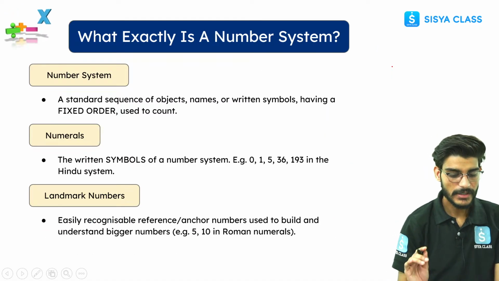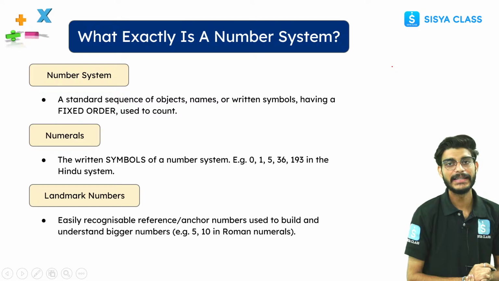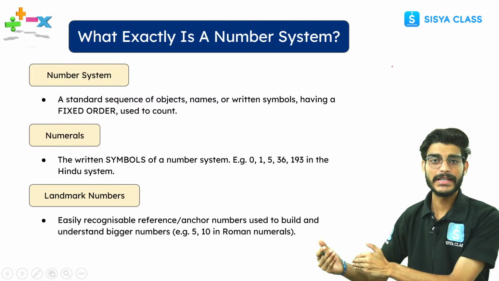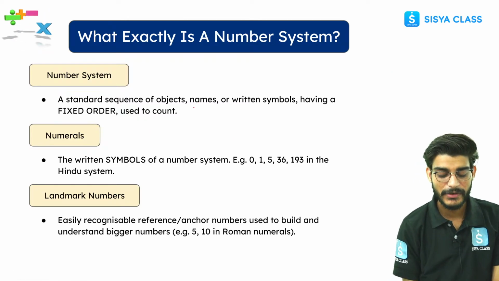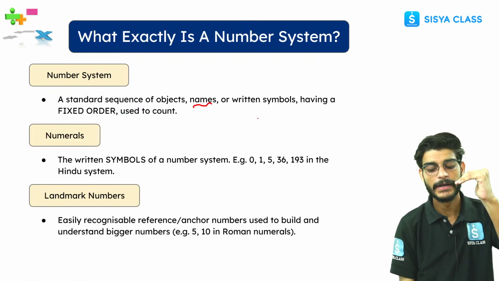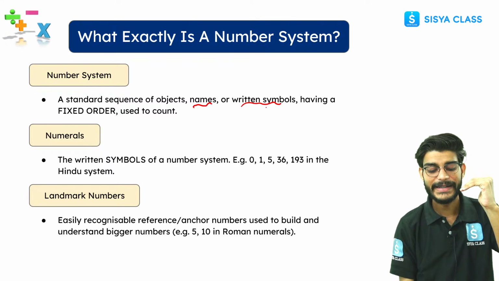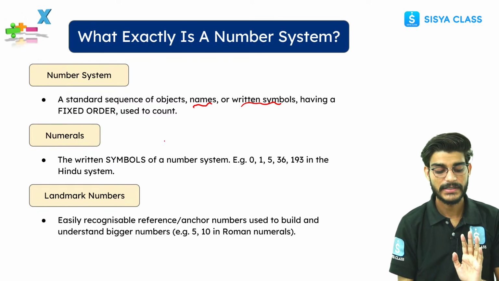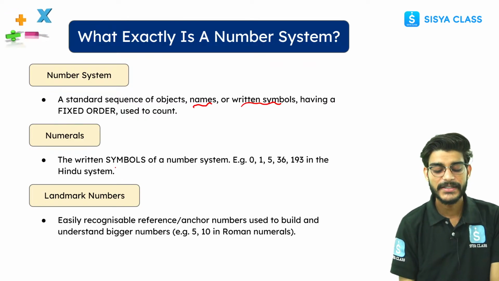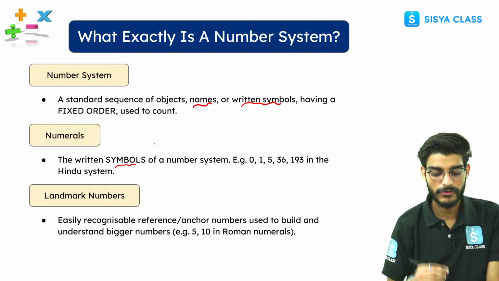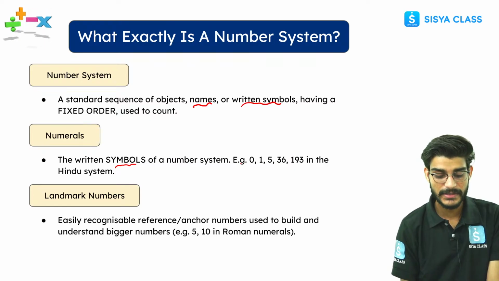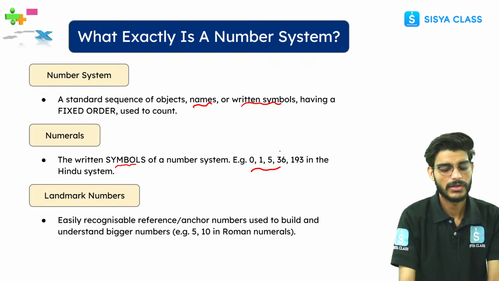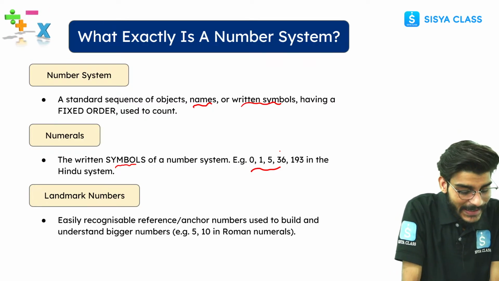Fine. So first of all, let's start with what exactly a number system is. Basically a number system can be a sequence of objects, a sequence of names, or a sequence of written symbols as well, that is used for counting. That is called the number system. And numerals means it's just a symbol that is given for counting, like the written symbols of a number system. For example 0, 1, 2, all these are called numerals, right? This is the Hindu number system, no? That is why you can relate to it very easily.